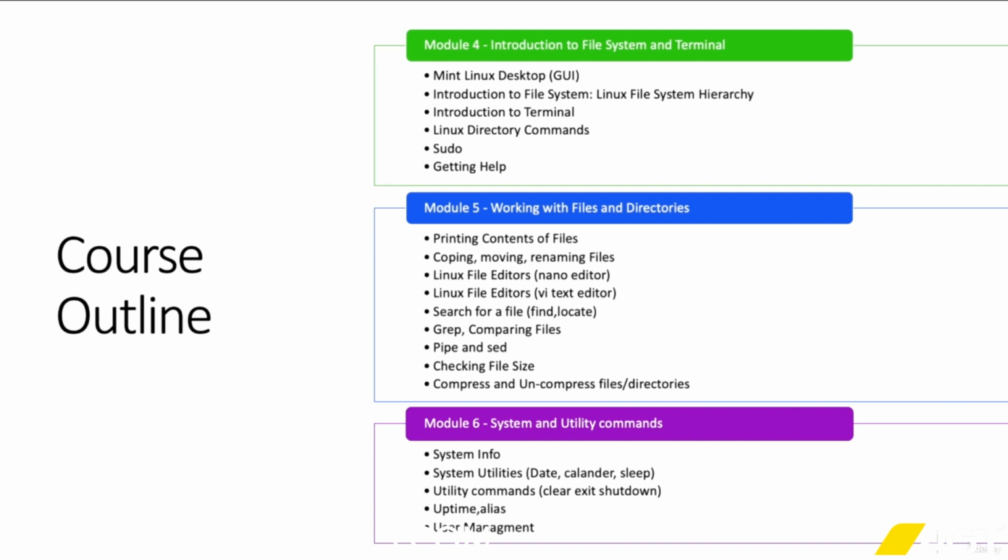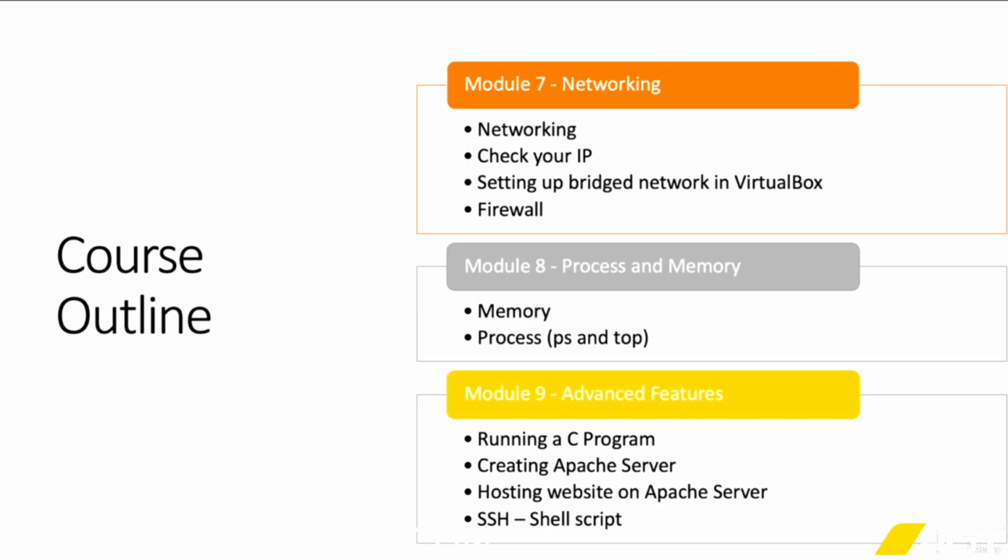Then we will see how we can shut down our computer, clear the terminal, uptime, alias, user management. All these things will be covered in this course. And in the next module, we are going to have a look at networking, how to check our IP, how we can configure a bridge network so that our machine has the same IP as our network, how to configure firewalls and give permission to different ports.